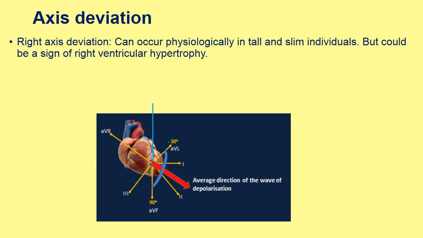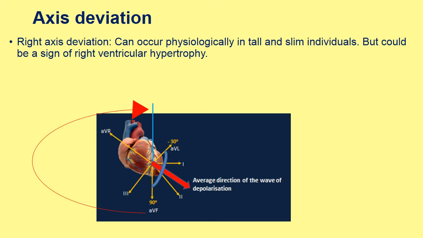So in the normal axis, let's say the wave of depolarization is traveling there. You can see that the wave of depolarization is going towards leads 1 and 2 because they are pointing in the same direction. So your ECG will show a predominantly positive QRS complex. Whenever the wave of depolarization is traveling towards an electrode, the QRS complex will be predominantly positive. So in normal axis, lead 1 and lead 2 should have a predominantly positive QRS complex.